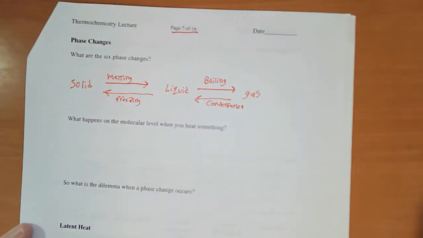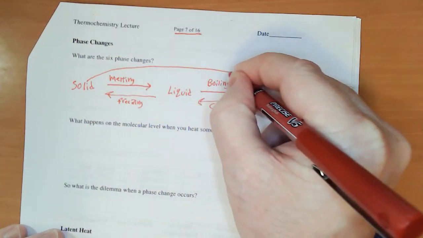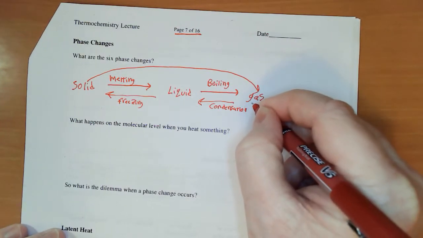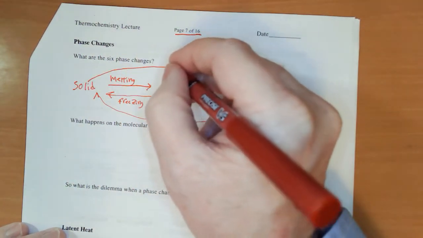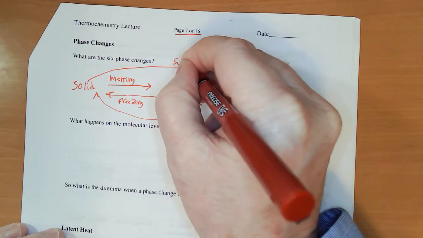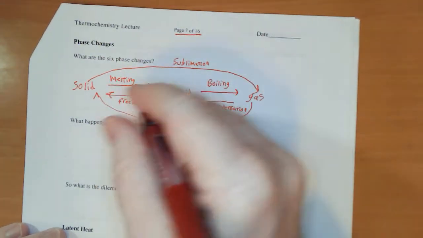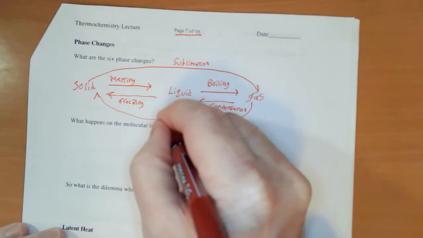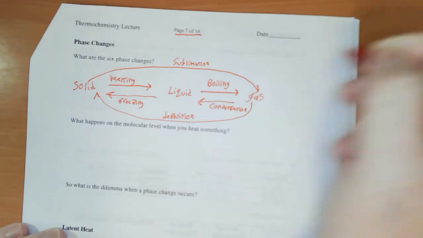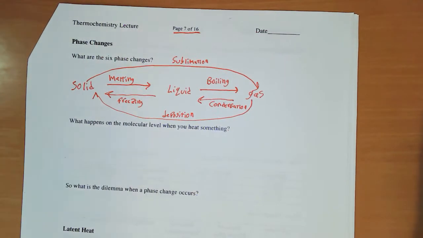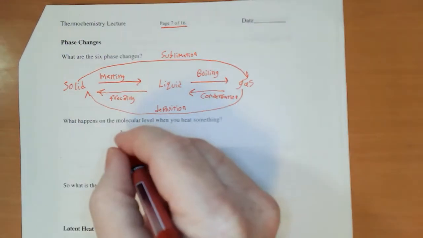So there are 4 of the phase changes. Well, what are the other 2? Well, a solid can go all the way over to a gas, and a gas can go all the way to a solid. This would be sublimation, and gas to solid is going to be called deposition. All right, so we should know those names and we should use them properly.